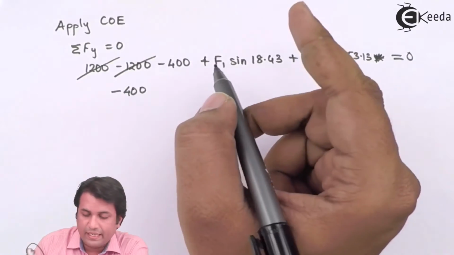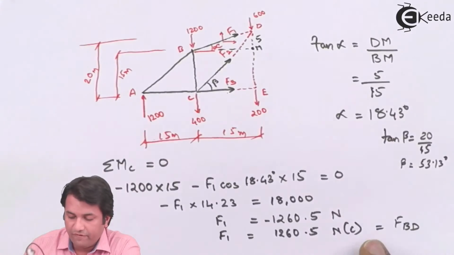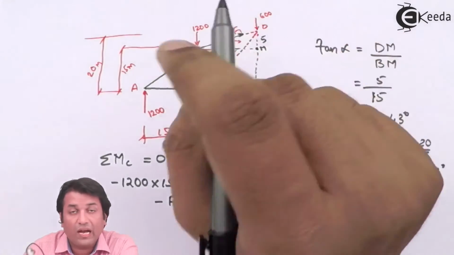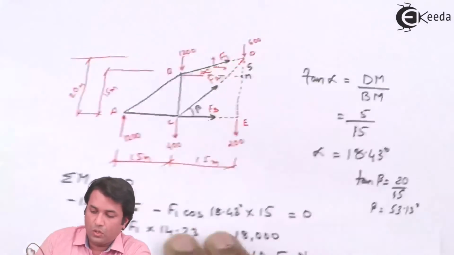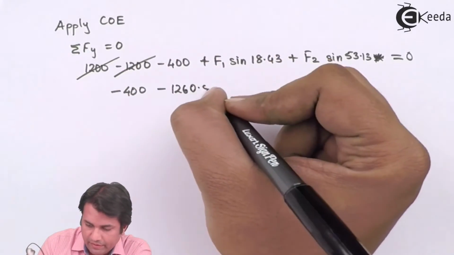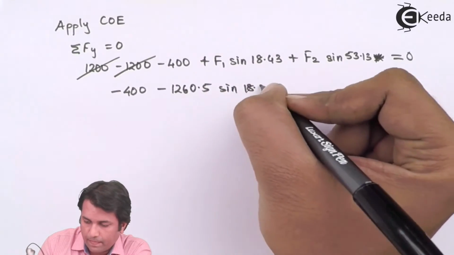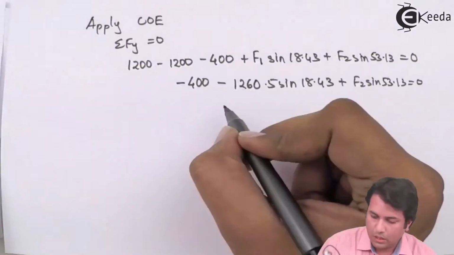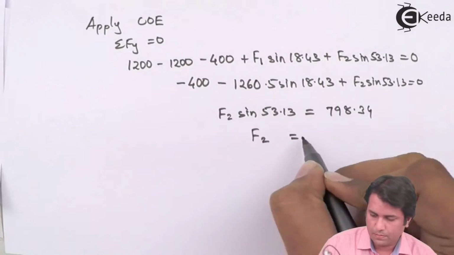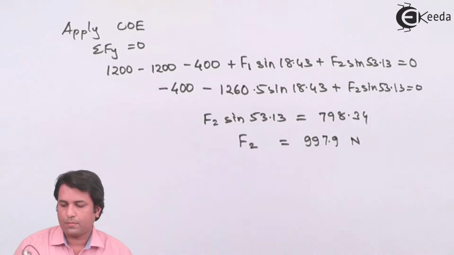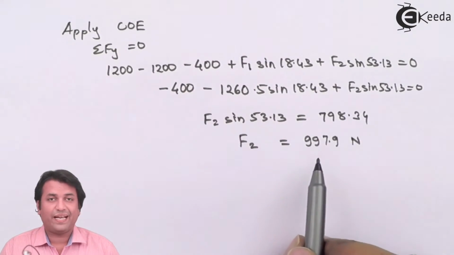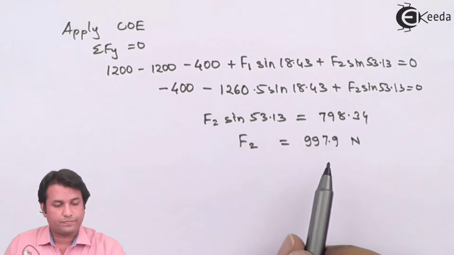F1, as I said, is a compressive force. And since it is a compressive force, I have resolved it as a tensile force. So I have to take the magnitude as negative. So I'll just do that. So it will be minus 1260.5. Now you can see that I have got the value for F2 as 997.9 newtons.